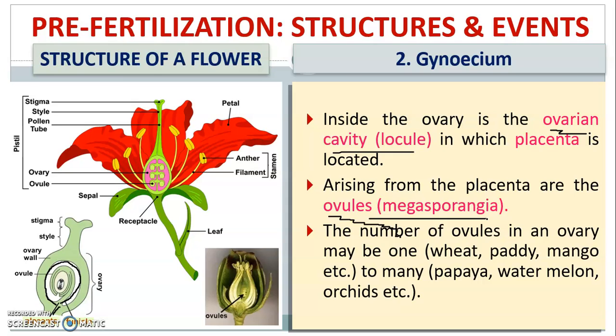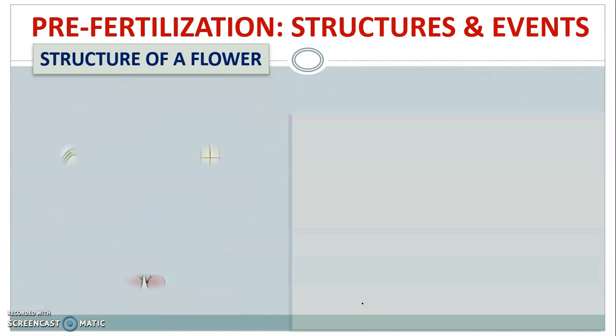But if more than one seed is present inside the fruit, then we can say this ovary has more than one ovule. So wheat, paddy, rice, mango have only one ovule inside the ovary. But some other plants like papaya, watermelon, muskmelon, orchids, guava have more than one ovule inside the ovary. Move ahead with the next part.